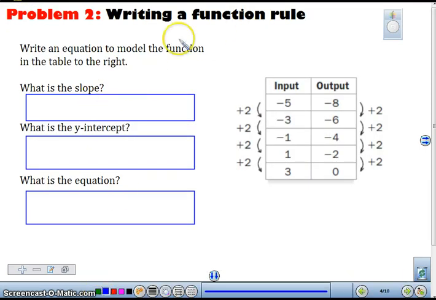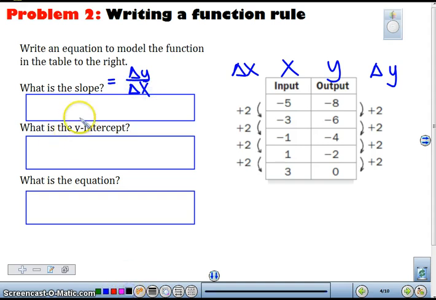The next thing we're going to do is write function rules. If you remember in our last unit as we were writing equations, we were always looking at our input and our y being the output. This is our change in y. Remember that, change in y. Here is our change in x. What did we say the slope was? The slope was equal to the change in y divided by our change in x.